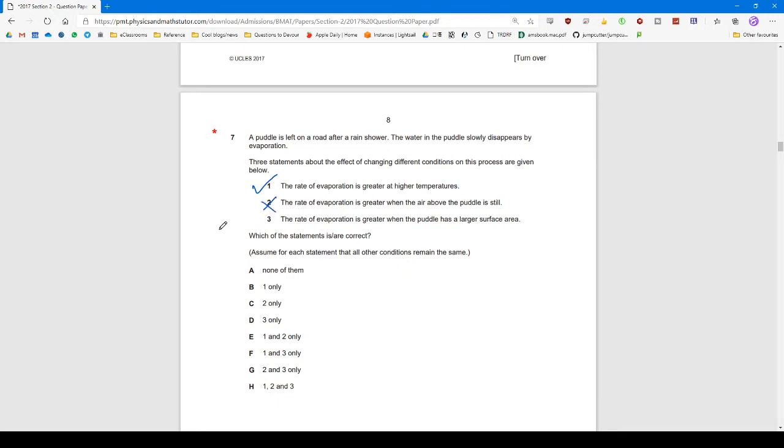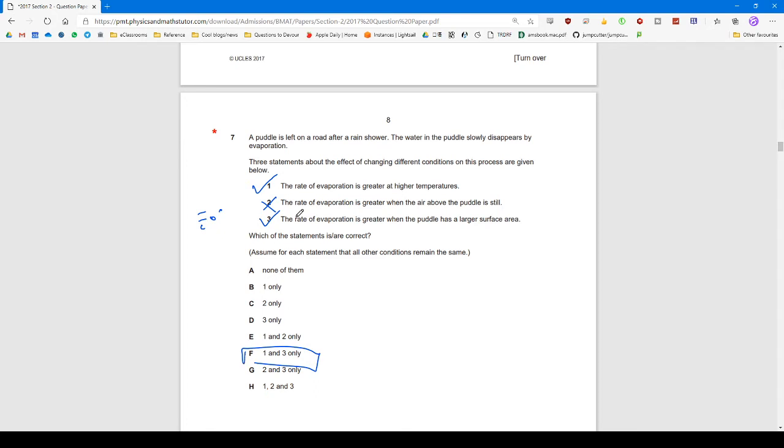The rate of evaporation is greater when the air above the puddle is still. No, this is false, because the water molecules would need to be blown away in order for more evaporation to occur. And 3, the rate of evaporation is greater when the puddle has a larger surface area. This is true. Okay, it's 1 and 3 only. So that took 29 seconds.